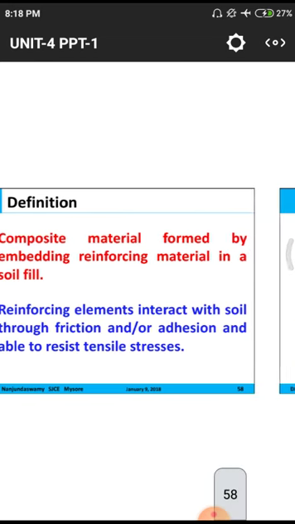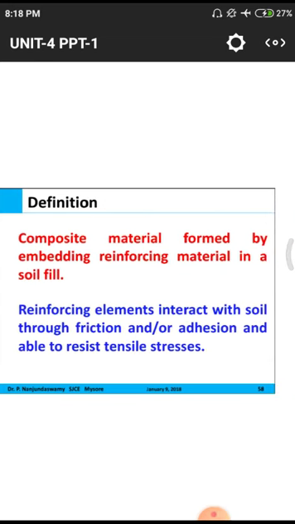After that, we have to observe some concepts. What is the basic concept of geosynthetics? It is a composite material. Composite means a complex material having more than three to four components, formed by embedding reinforcing material in a soil fill. Embedded means we induce those materials into the soil to improve its properties, so it is called the soil fill. In this soil fill we use reinforcing elements to interact with the soil through friction and or adhesion, and they are able to resist some tensile stresses.